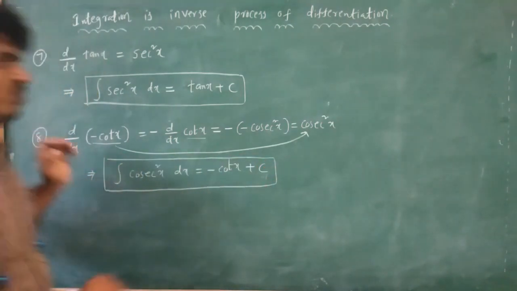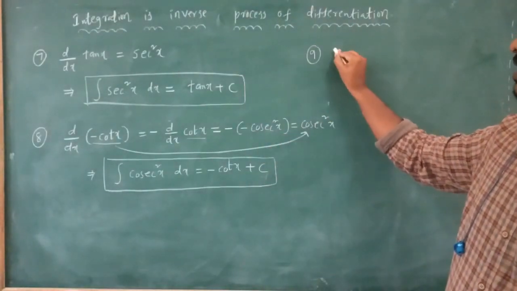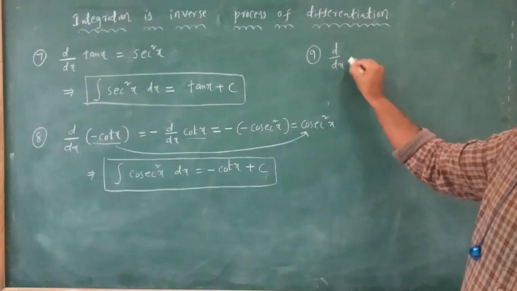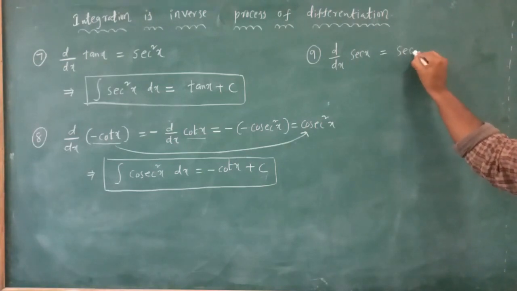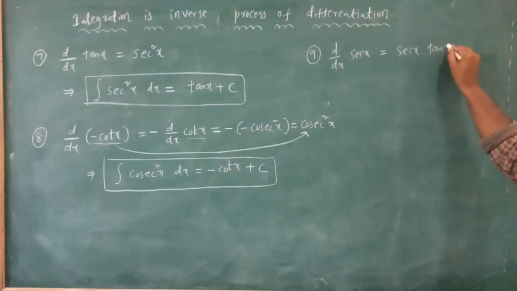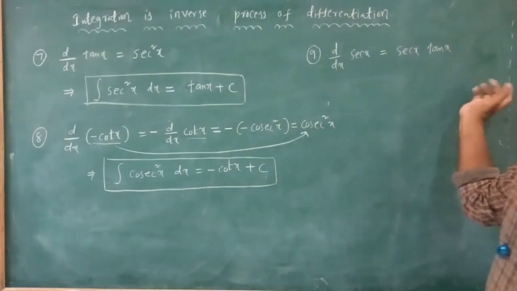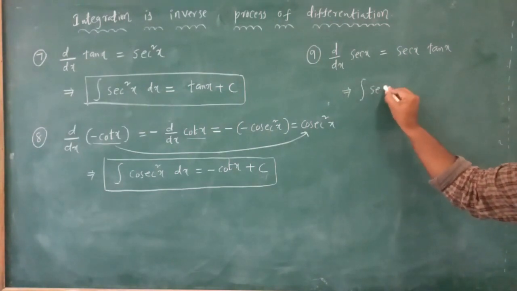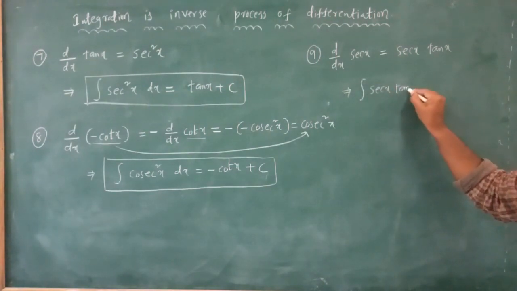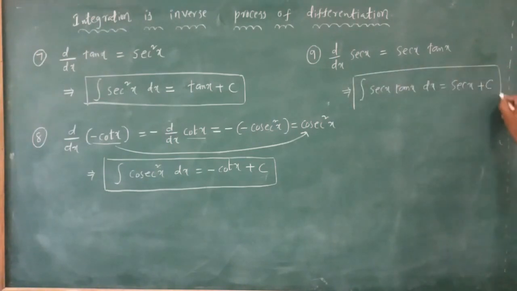Next, 9th one. What is the derivative of secant x with respect to x? What is it? Secant x tan x. Here already I said that integration is the inverse process of differentiation. So what we can write from this? The integral of secant x tan x dx is equal to what? Secant x plus c. This is the 9th one.